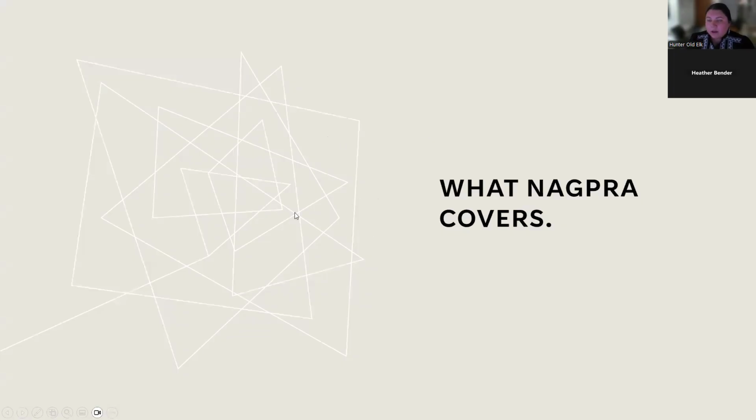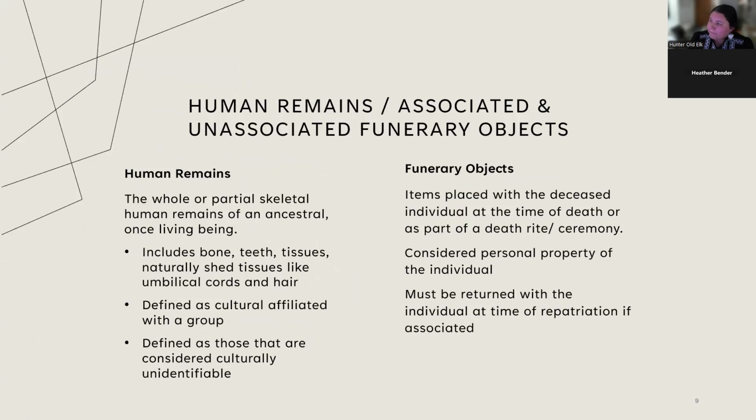So NAGPRA covers 5 areas under repatriation. And so when a tribe puts in a request, there's 5, I guess, categories that they can repatriate under. And so I just want to talk over those definitions because it's important to understand the distinction when we are reading NAGPRA claims.